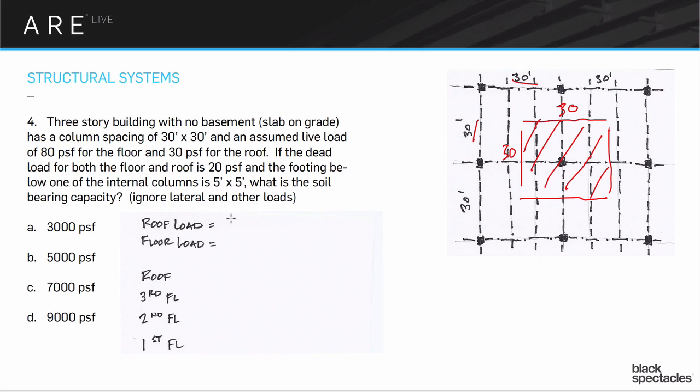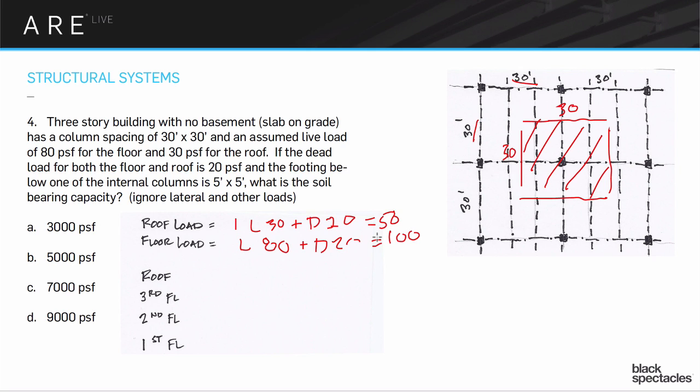We mentioned that the roof load has a live load of 30 plus a dead load of 20. So therefore, that's going to be equal to 50. The floor loads have a live load of 80 plus a dead load of 20. So that's going to be equal to 100.